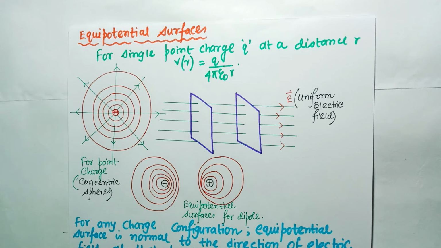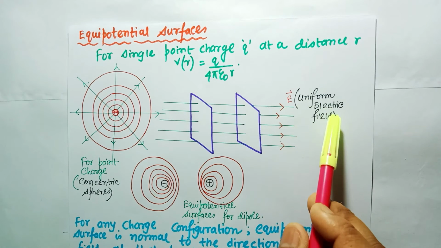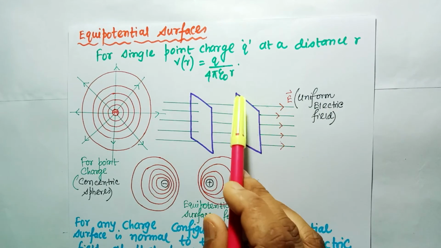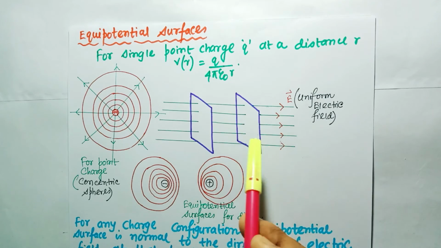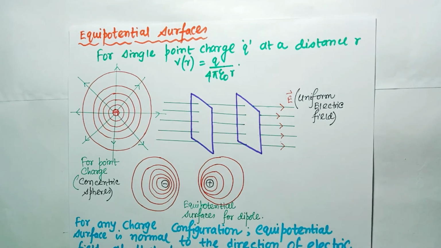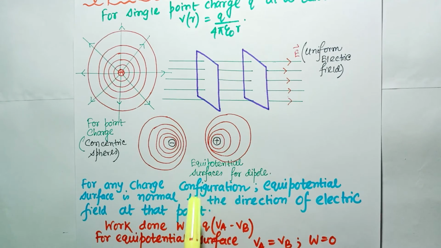Similarly, this is for the uniform electric field. You can see this is a uniform electric field, and the equipotential surfaces are always perpendicular to the direction of the electric field, and these are flat surfaces.